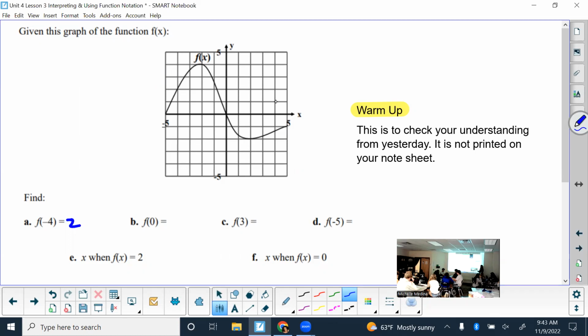So you looked at -4, which is the input. Where do my inputs go? On what axes? Okay, so look at where my input's -4. And then how do I know what my output is?